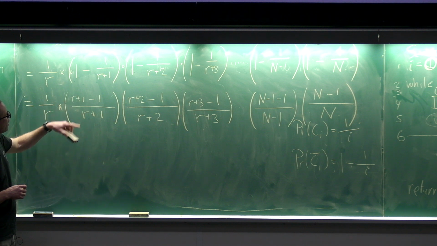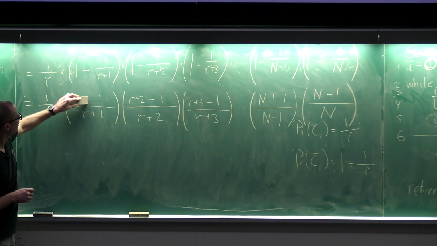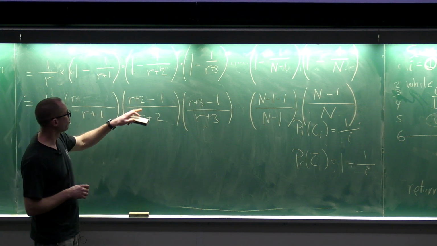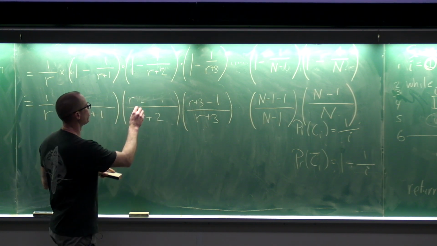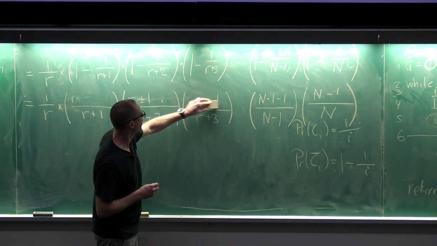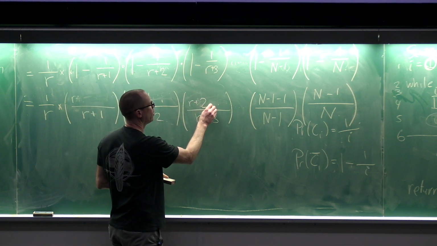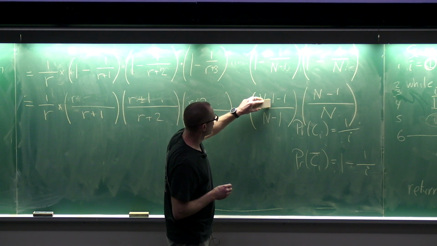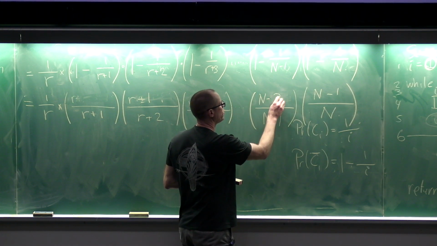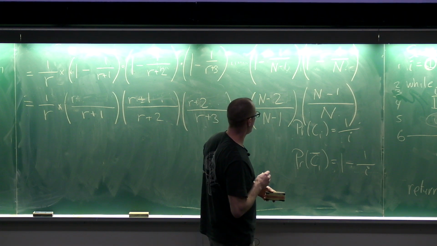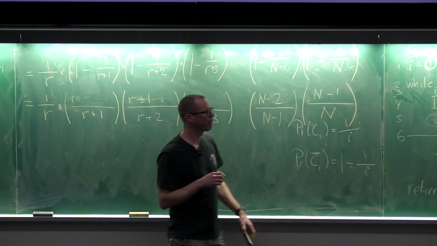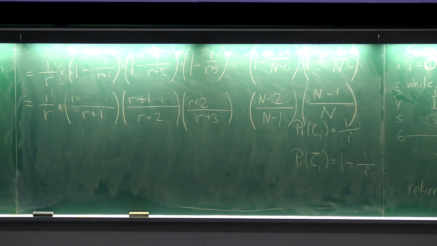Instead of this being r plus 1 minus 1, this is just r. Instead of being r plus 2 minus 1, I think this is just r plus 1. R plus 3 minus 1, maybe that should just be r plus 2. Instead of n minus 1 minus 1, this should be n minus 2. And this guy's okay. Now what? Anybody see it? Yeah.